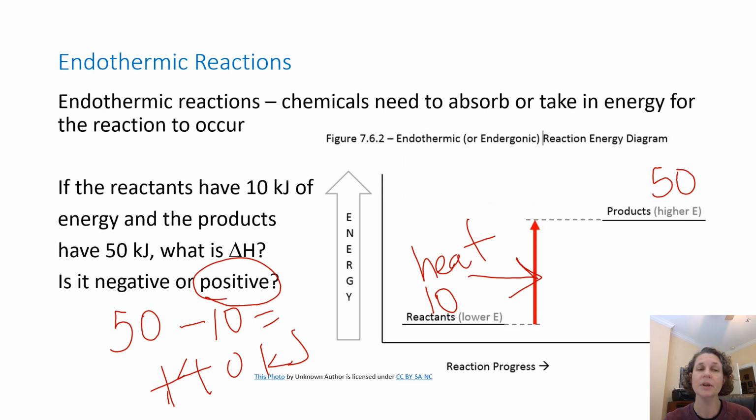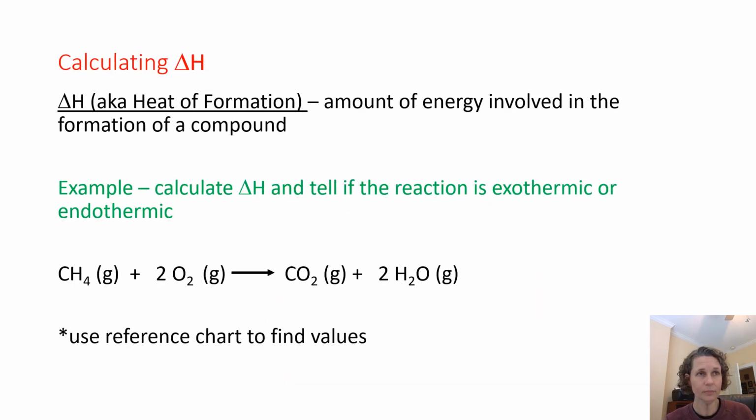Now, for sixth hour, that is kind of the end. That will be what we cover today mostly, which is enthalpy. I do want you to know how to calculate it. And so this is delta H. Remember, delta just means change in, and it involves energy that forms a compound. You will need to be able to calculate delta H and tell me if the reaction is exothermic, and remember that means it's a negative sign, or endothermic, and remember that means it is a positive sign.